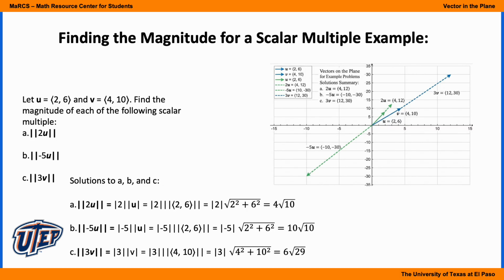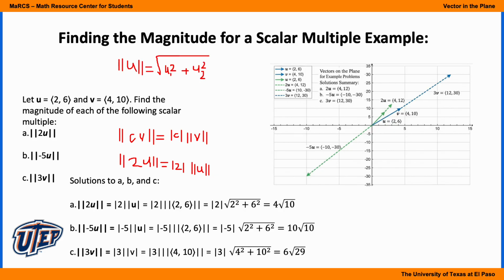In these examples, we'll be practicing finding the magnitude of a scalar multiple. So we need to recall that the magnitude of a scalar times a vector is equal to the absolute value of the scalar times the magnitude of the vector. So for example A, we have to find the magnitude of 2 times the vector u. So that'll be the absolute value of 2 times the magnitude of u, and then we find the magnitude of u by squaring each of its components, adding them, and then taking the square root of the final sum.